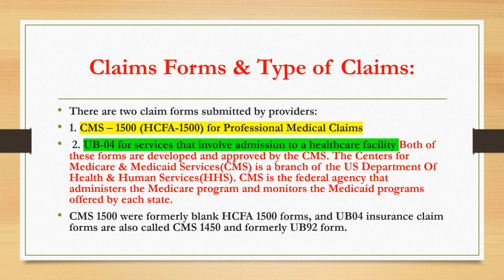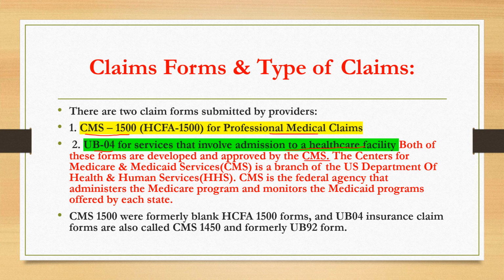Let's talk about types of claims. There are CMS 1500 and UB04. We also call UB04 CMS 1450. CMS 1500 is for professional medical claims, and it can be for Medicare, Medicaid, and UB04 involves admission to a healthcare facility, and it can be private insurance and other insurances. Both of these claim forms are developed and approved by CMS.